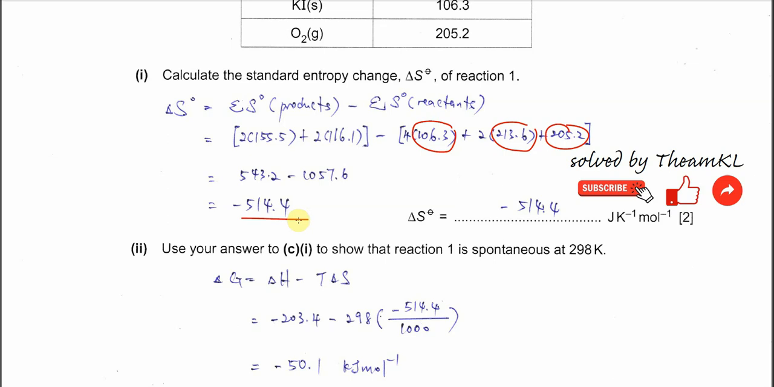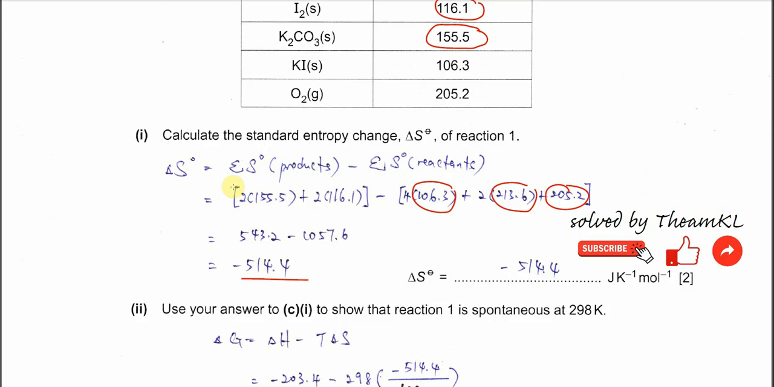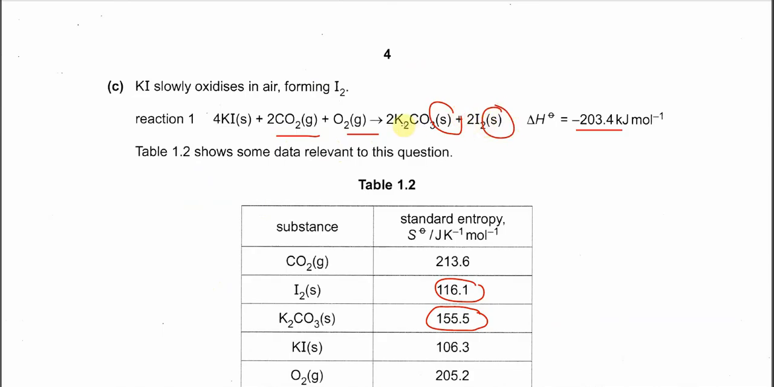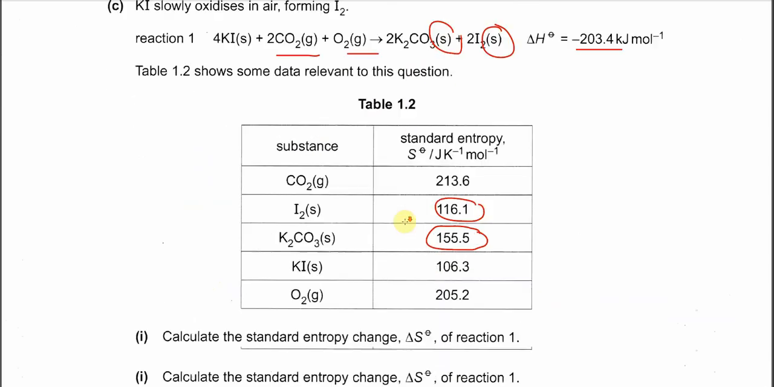Okay, this one is quite consistent with the equation. Why? Because the delta S now is negative, so it means it becomes less random. So from the equation we can predict actually. It's actually from gas to form solid, so it means it becomes less random. So from a more random to less random means the entropy decreases.